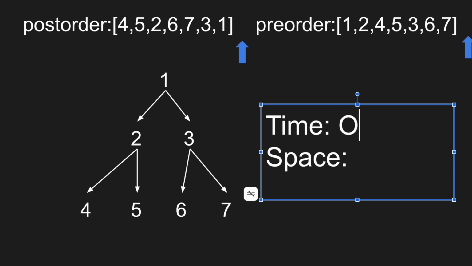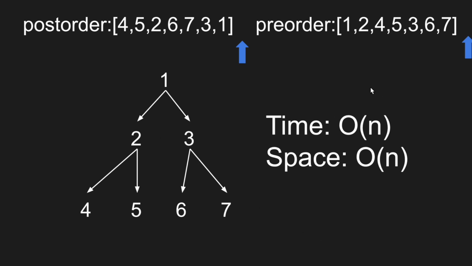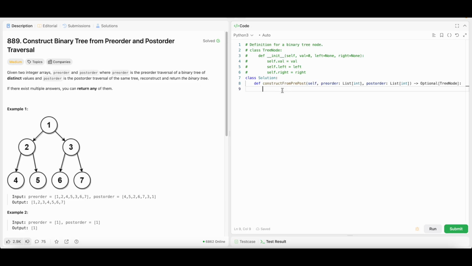So time complexity would be O of n, where n is the number of elements in the preorder and postorder array, because we have to iterate through these arrays. And the space complexity will also be O of n because of the recursive stack that we may have to go through. So now let's get to the coding part.